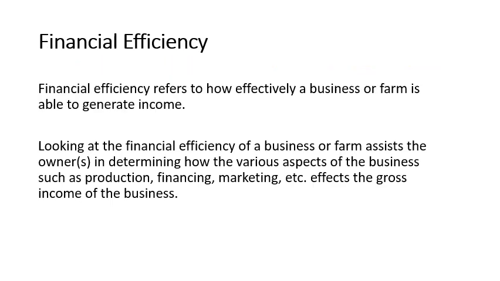Financial efficiency is another metric that you can use balance sheet data for, or income statement data for. Financial efficiency refers to how effectively a business or a farm is able to generate income. Looking at financial efficiency lets the owner determine how much different aspects of the business affect the gross income of the business. Is it getting the money from production? Is it getting the money from marketing? What kinds of things are adding to that value?